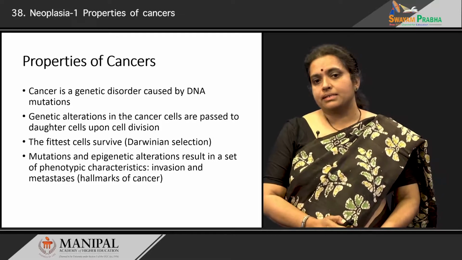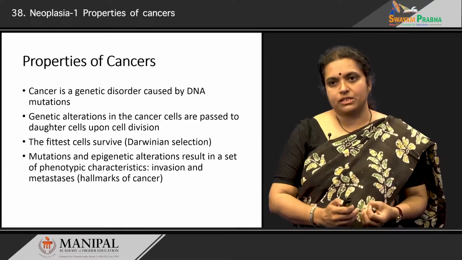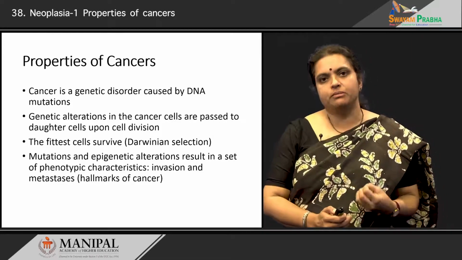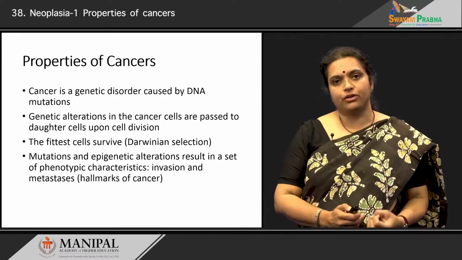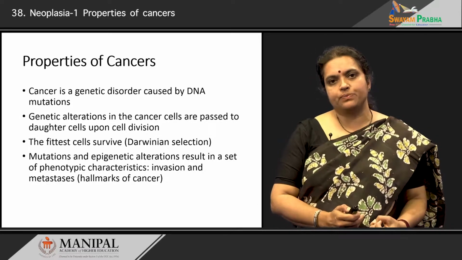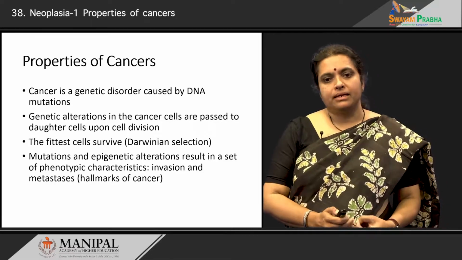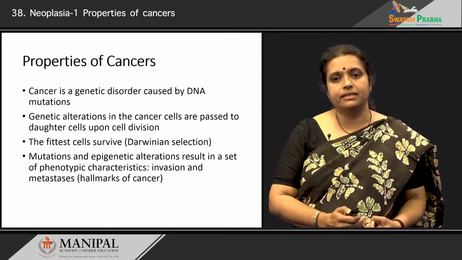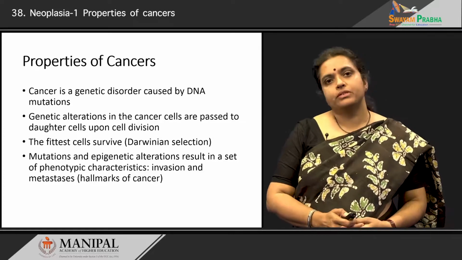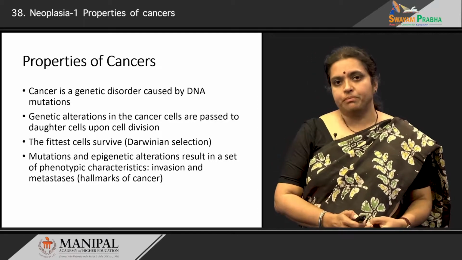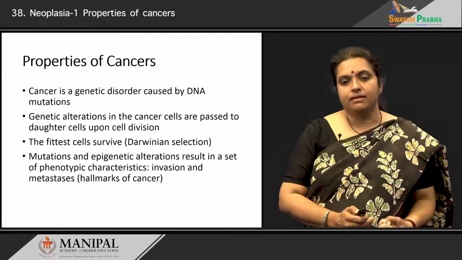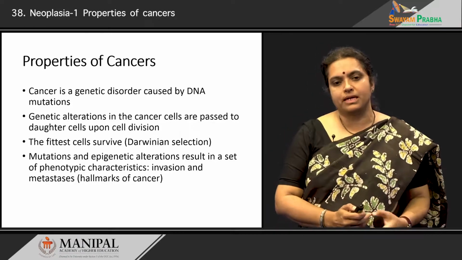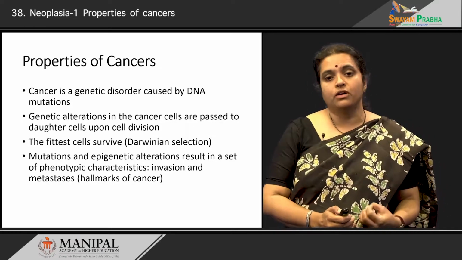The third point is that when these genetic mutations are passed on, the fittest of the cells which get the most beneficial mutations survive. So, this is some kind of a Darwinian selection that occurs within the cancer cells. The last and not the least is that the mutations and epigenetic alterations that occur in these cells give rise to a set of phenotypic characteristics in the cells, which makes it what it is, the cancer cell, which can invade and which can go to distant parts of the body, what is known as metastasis. So, these are all the hallmarks of cancer.